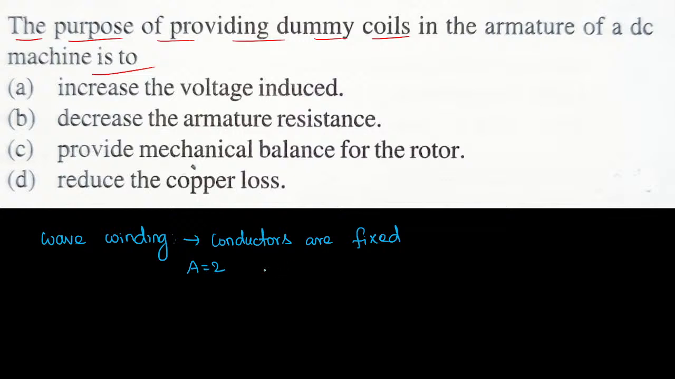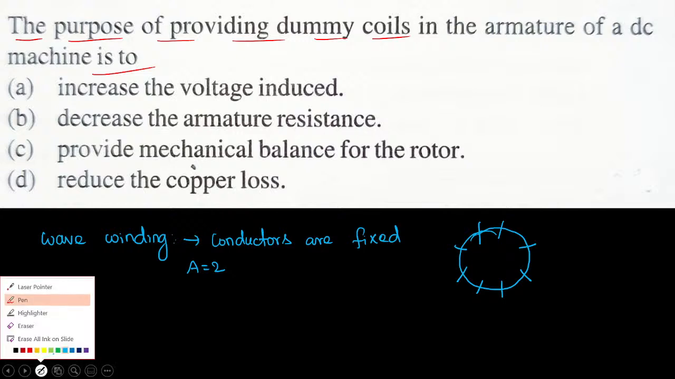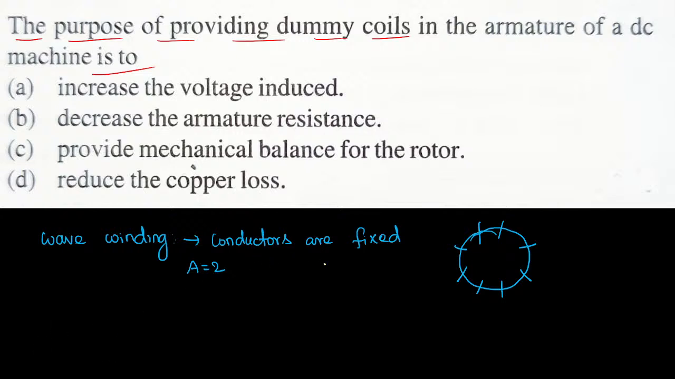In such cases, what will happen is, suppose I am selecting a DC machine. The selected DC machine has more slots. Let us take slots 1, 2, 3, 4, 5, 6, 7, 8. Let us take that we have 8 slots. Now we know that in a DC machine the number of conductors is fixed. So now we have started accommodating the conductors into the slots. It is filled and then it is filled.